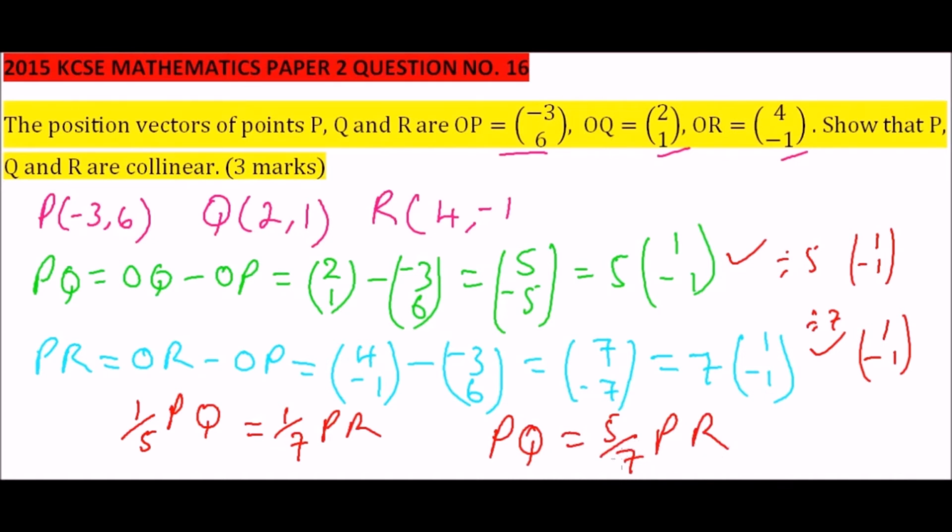So we have been able to express one vector in terms of the other, and all the 3 points are there. That is P, Q, and R. Therefore we conclude that the 3 points are collinear. P, Q, and R are collinear. So that's how we work out that question. Hope you have understood how we have gone about it, and you get yourself 3 marks.